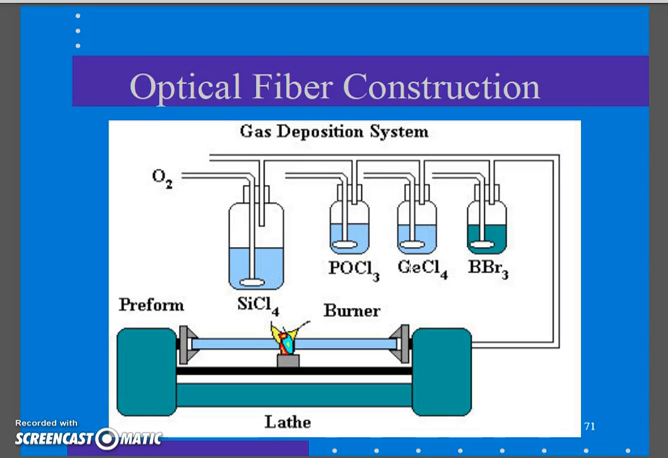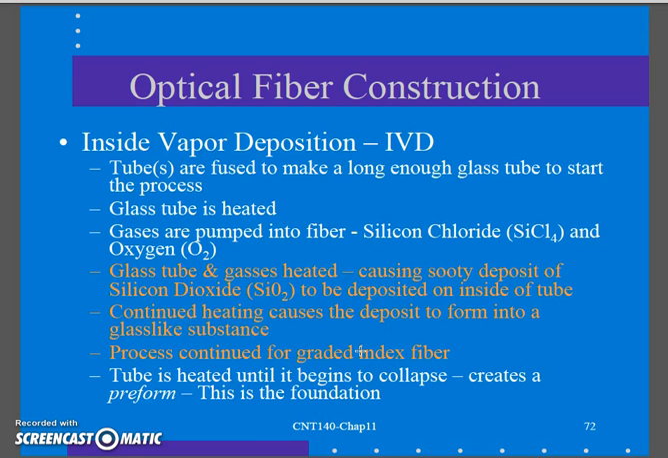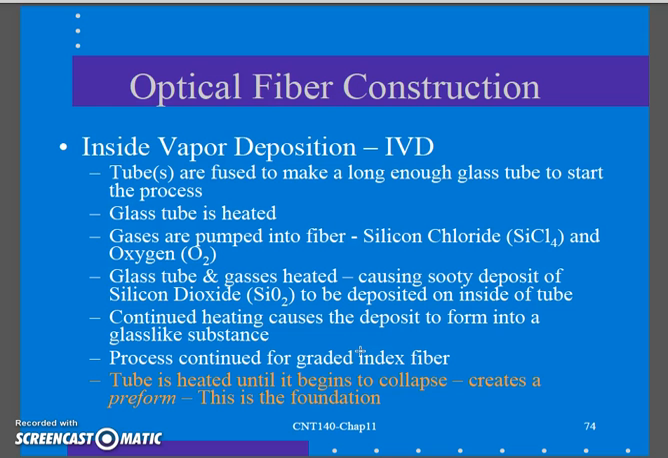They have this glass tube and they're pumping a gas in, and as they heat it, it puts a soot on the inside of the glass tube. That soot is eventually going to become the core of the fiber. This gas mixture allows them to control exactly the composition of that soot, and therefore the composition of the core of the fiber. So they continue to heat that until it gets to be a glass-like substance. Then they continue to heat it some more until the tube itself starts to collapse.